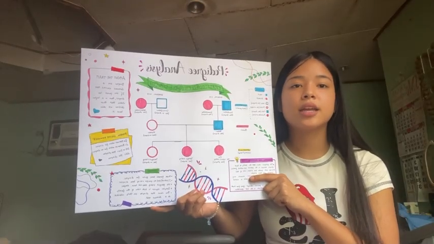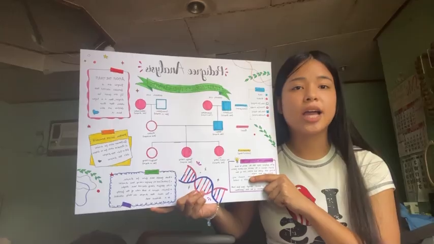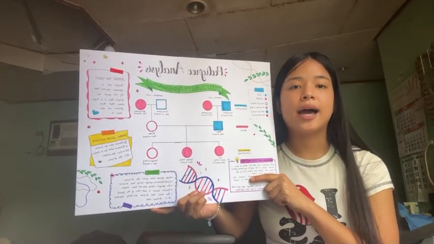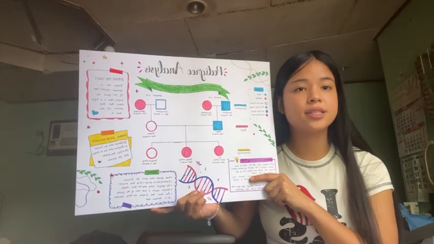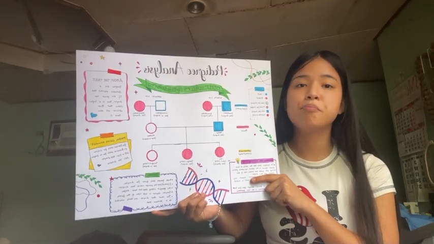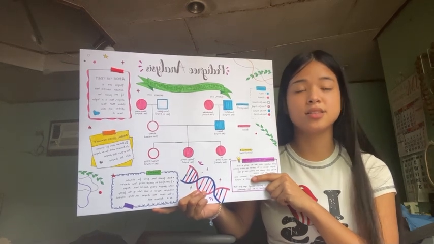Because my mother is recessive, each child receives a recessive allele from her. My father can pass either the dominant or recessive allele, so this can explain why some of the children have dimples while another child does not.